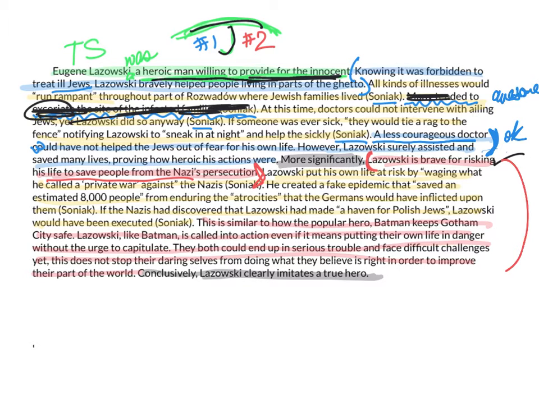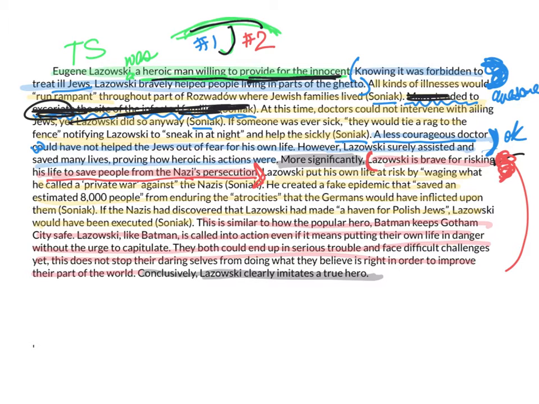Okay, Lazowski is brave for risking his life to save people from Nazi persecution. That is a different claim than the one we saw in the top. In the top, he's helping sick people. The second one is he's saving people from Nazis. So it is a different claim. So you do have two separate claims that are both supporting the idea that he's a heroic man. By the way, this topic sentence would have been just as effective if all you had said was Lazowski was a heroic man. So it's nice to have a little bit more and to have that willing to save the innocent, but realize that's not necessary.